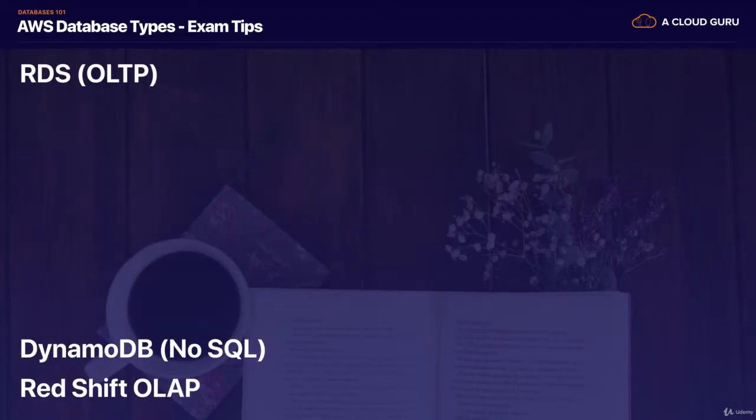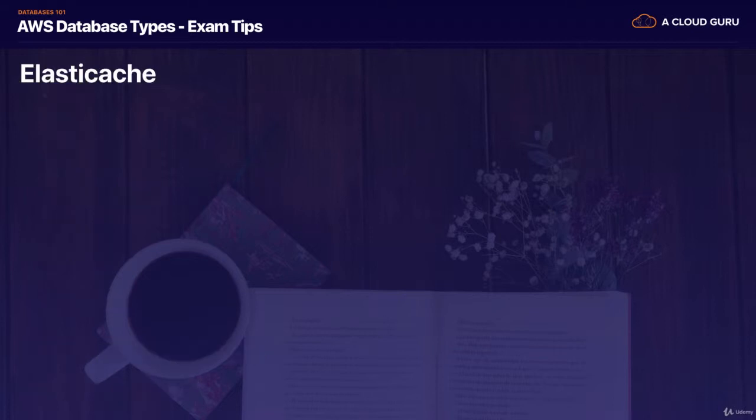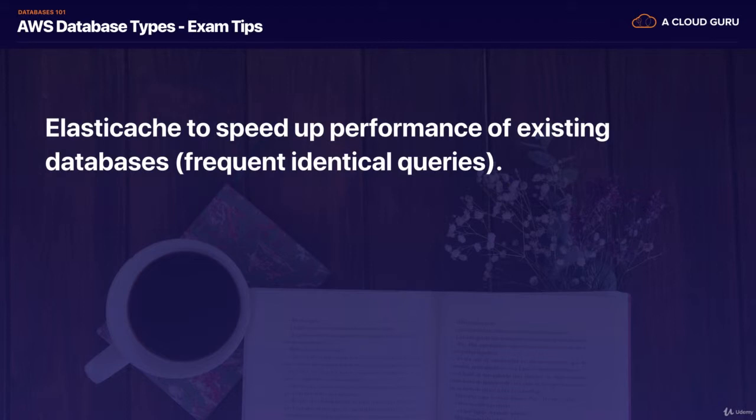So what are my exam tips? Just remember that RDS consists of online transaction processing, comes in 6 different flavors, so SQL Server, MySQL, PostgreSQL, Oracle, Aurora, and MariaDB. DynamoDB is Amazon's NoSQL solution. Redshift is Amazon's data warehousing solution. This is done for online analytics processing. You then got Elasticache, which comes in 2 different flavors, so Memcached and Redis, and this is Amazon's caching solution. And just remember that Redshift is used for business intelligence or for data warehousing, and Elasticache is used to speed up the performance of existing databases. So it's a way of caching frequently identical queries.